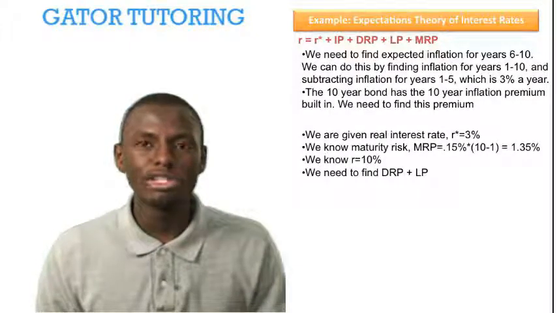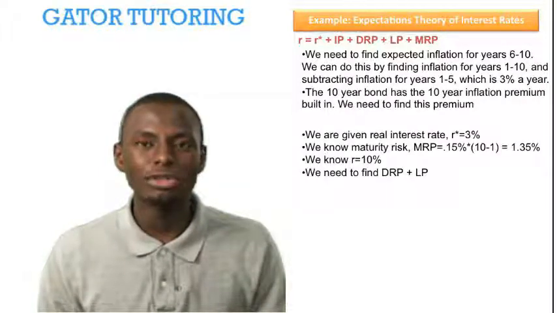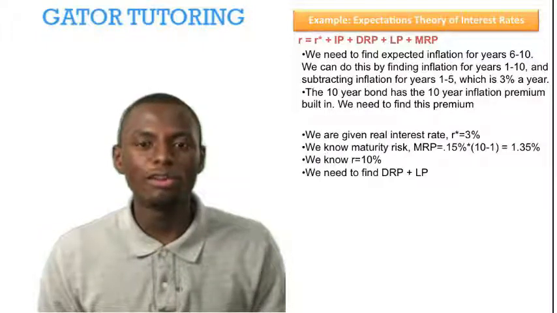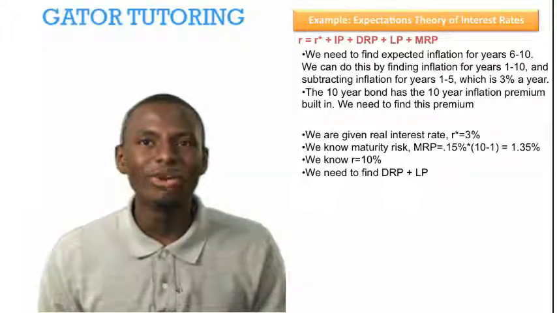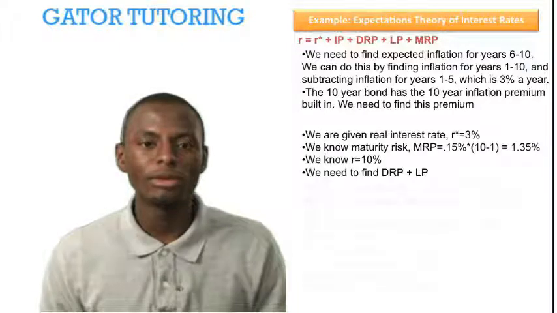We are given the real interest rate, r star, equals 3%. We know maturity risk, MRP, equals 0.15% times t times the quantity of t minus 1, where t is the time to maturity. And in this case, we know t is 10. So we plug that in and we solve and find that the maturity risk premium is 1.35%. We know that the nominal interest rate is 10%. So we need to find DRP plus LP if we want to solve for the inflation premium.